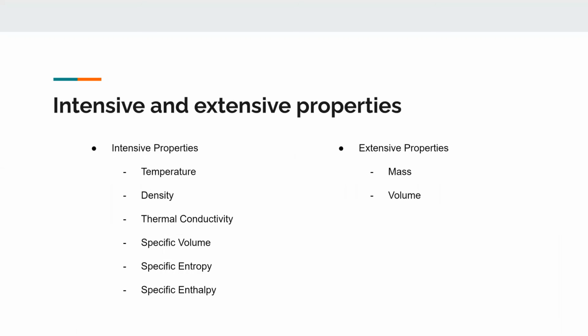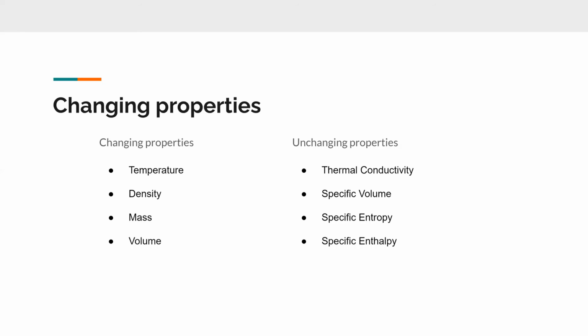Our intensive and extensive properties of our system are as listed below. Our intensive properties are temperature, density, thermal conductivity, specific volume, specific entropy, and specific enthalpy. Our extensive properties are mass and volume. Our changing properties are temperature and density, as they are proportionally related. As we increase temperature, we decrease our density with water. Our mass and volume also can change due to increasing or decreasing our flow rate.